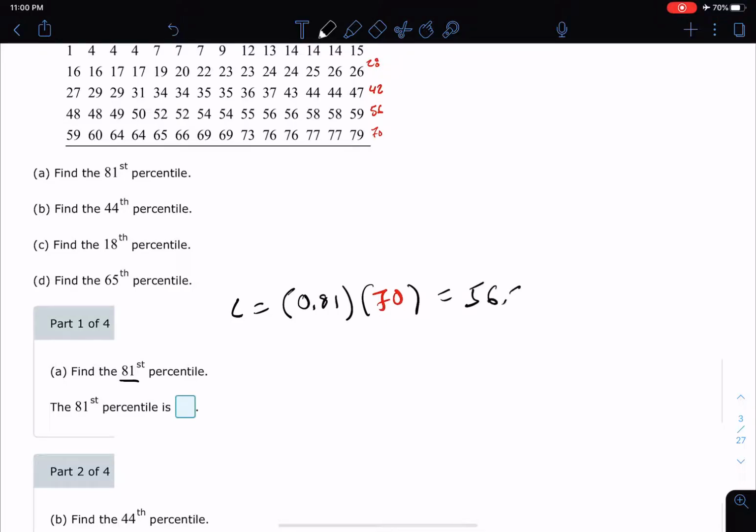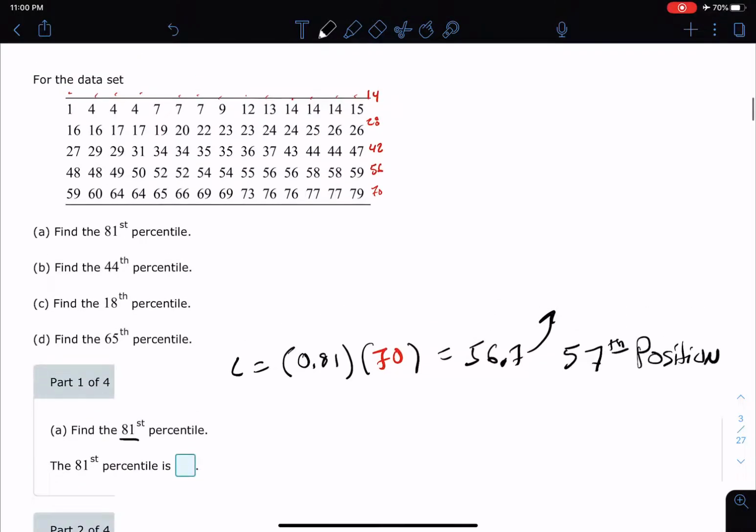56.7. Now remember, when your L value has a decimal, all you do is round it up to the next whole number. The next whole number is 57. I like to put TH, 57th position, so you don't run off and say my 81st percentile is 57. It's not. You have to go to the 57th position and report what that is. It's kind of nice when they're decimals because then you just round up to the next whole number and you don't have to find any averages. You just grab the number in the 57th position. Now this is the 56th position, so the 57th is right there.